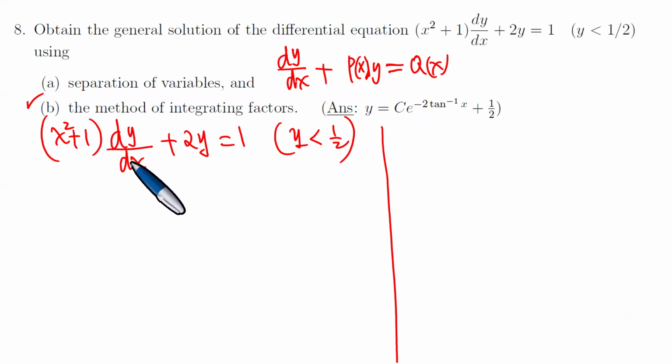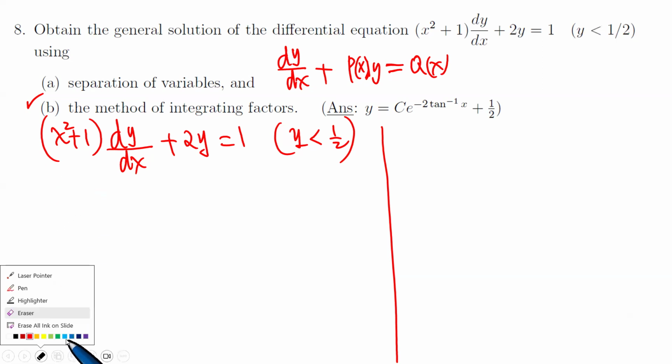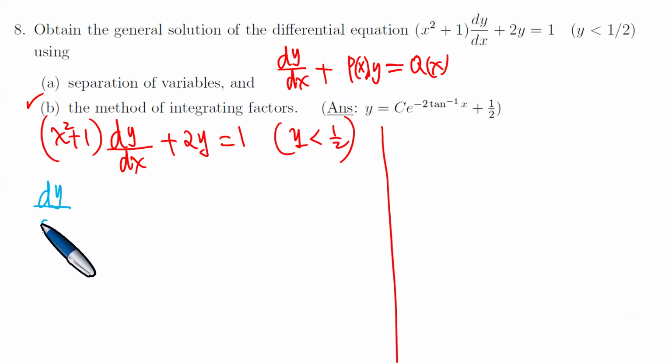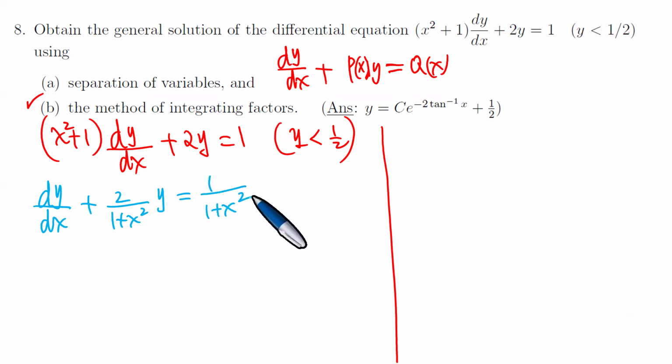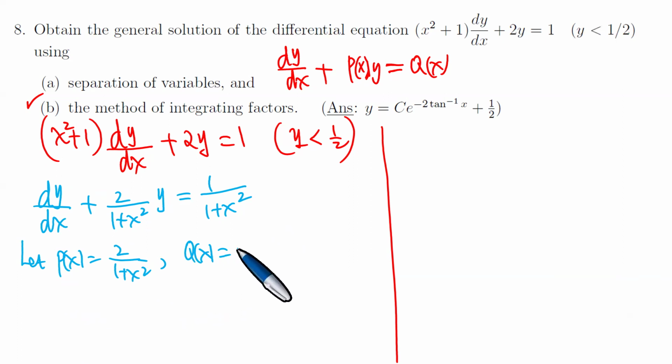So now the coefficient of dy dx for the method of integrating factors will have to be 1. So you must divide by this x squared plus 1. So we write dy dx, 1 over 1 plus x squared. And then you have p of x. So in other words, here you let p of x be 2 over 1 plus x squared, and q of x is 1 plus x squared.